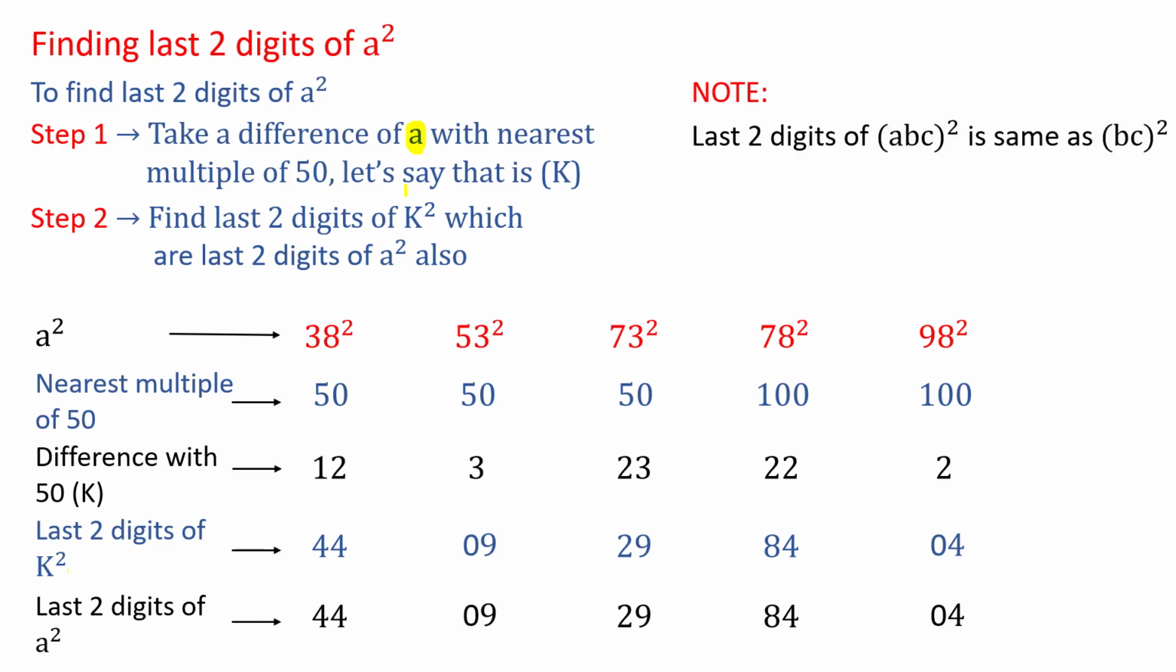Let's take a note of one thing. The last two digits of (ABC) square are the same as the last two digits of (BC) square. For example, the last two digits of 327 square are the same as the last two digits of 27 square.